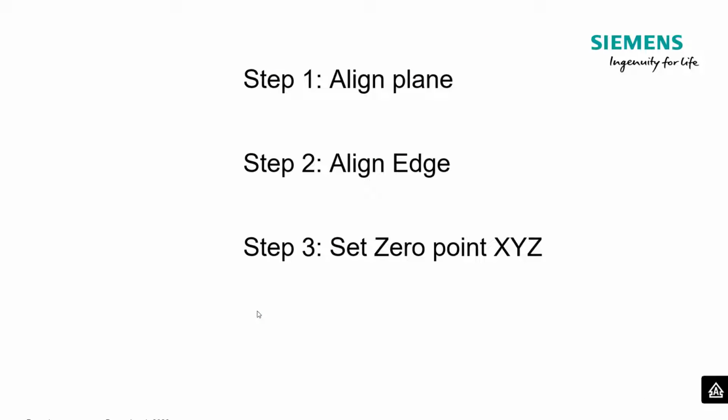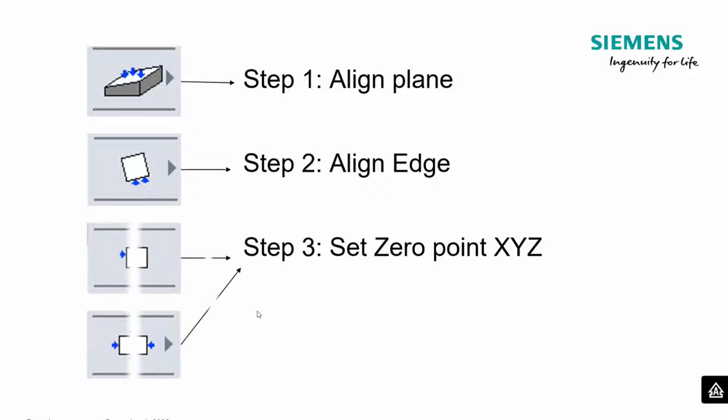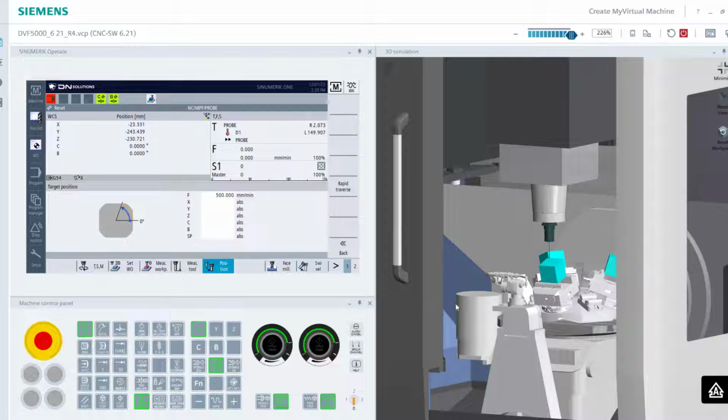The first step is we're going to go to measure workpiece, and we're going to find this button called align plane. This is going to give us the ability to take 3 points and make that surface normal to the spindle. The next is we're going to use line edge to make sure that when we do that, our coordinate system matches the kinematics of the machine. And then lastly we're going to do our XYZ set to set the center point of our block. So let's go to a software called My Virtual Machine, where we are going to do that.